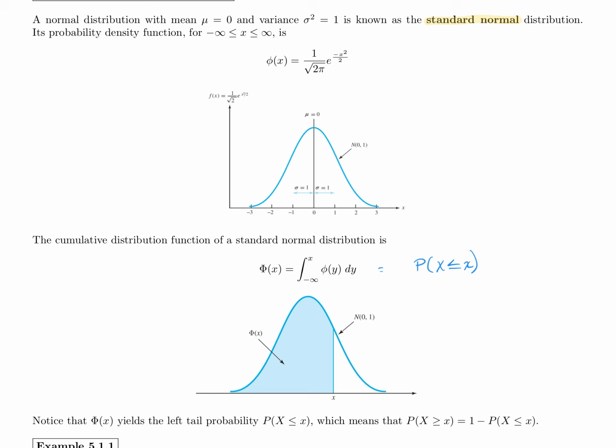What is really interesting about the standard normal distribution is it can help us describe something we call the empirical rule.